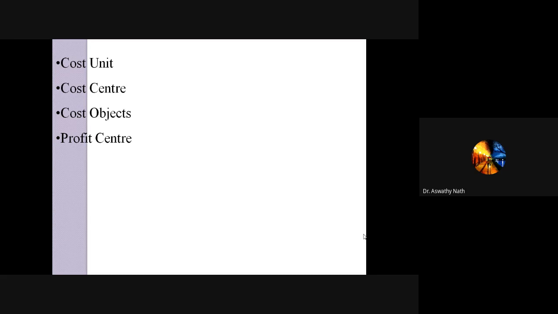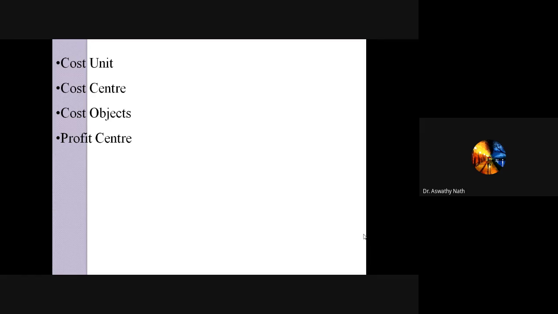Actually, it is a subunit. So it is an organizational subunit, and it may be a department or a location or a person or a group of persons. So these are called cost centers. It is the smallest segment of an activity for which cost is ascertained for the purpose of cost control and cost reduction. Clear? So this is a cost center. That may be like a department or a section or a location.